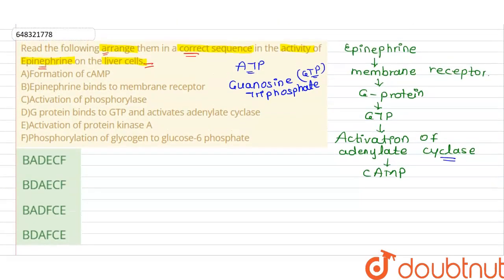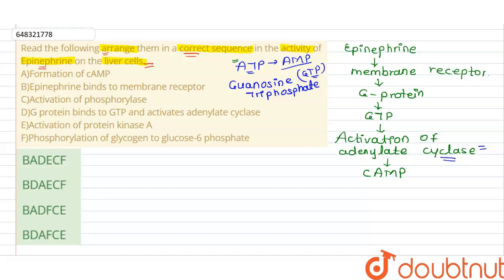The cAMP is cyclic adenosine monophosphate. As we told you before, ATP is adenosine triphosphate. Adenosine triphosphate has derivatives like AMP, that is adenosine monophosphate. This adenosine monophosphate will be cyclic. Why cyclic? Because of the activation of the adenylate cyclase enzyme. That's why cyclic adenosine monophosphate forms. Okay, so this is a step.